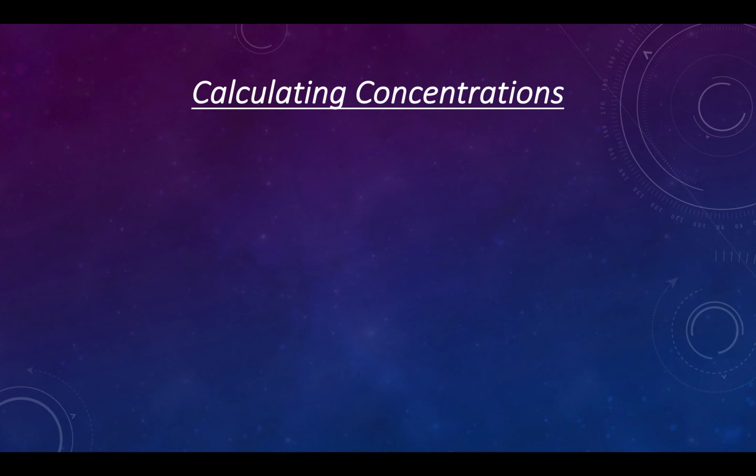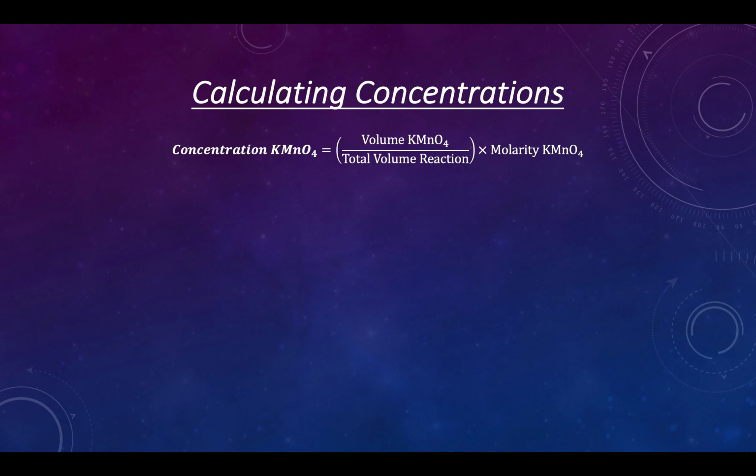to calculate the concentrations. So we have our concentration of potassium permanganate, which is going to be equal to the volume of potassium permanganate divided by the total volume of reaction times the molarity of potassium permanganate. And then we have the concentration of oxalic acid, which is going to be equal to the volume of oxalic acid divided by the total volume of the reaction times the molarity of oxalic acid.